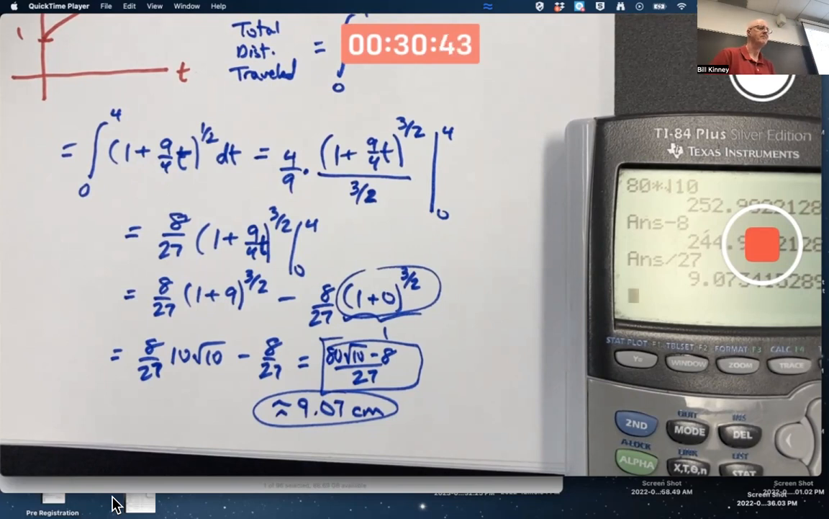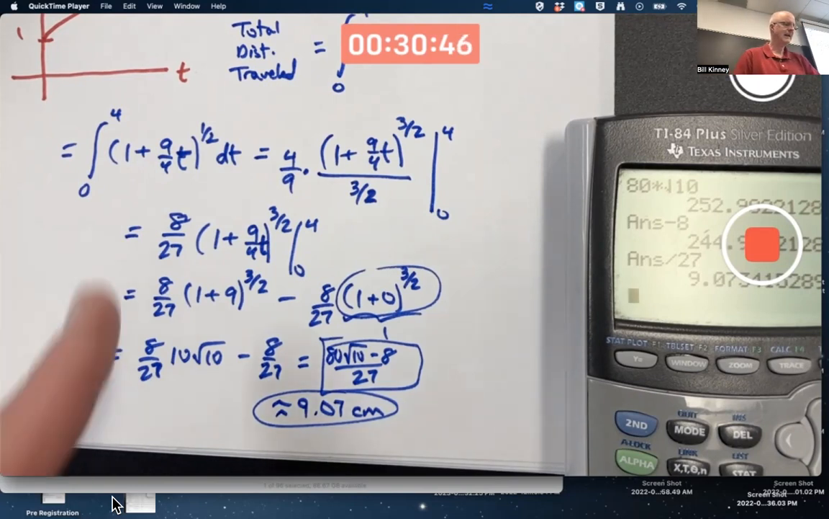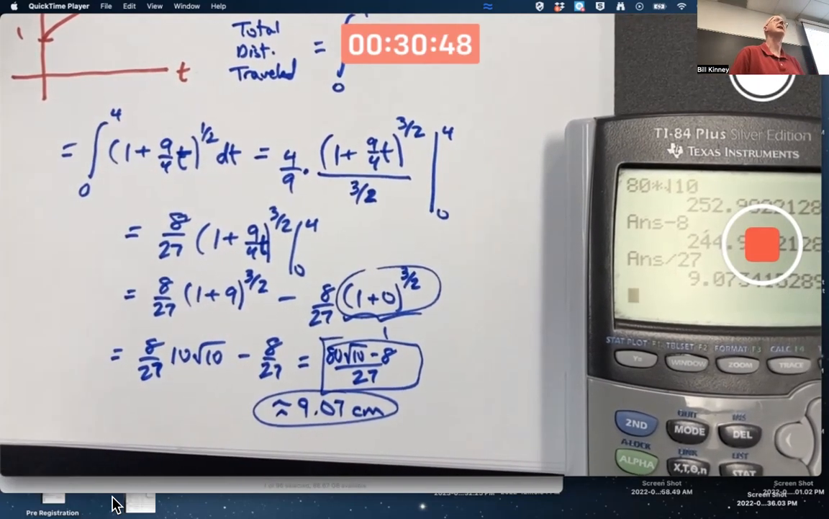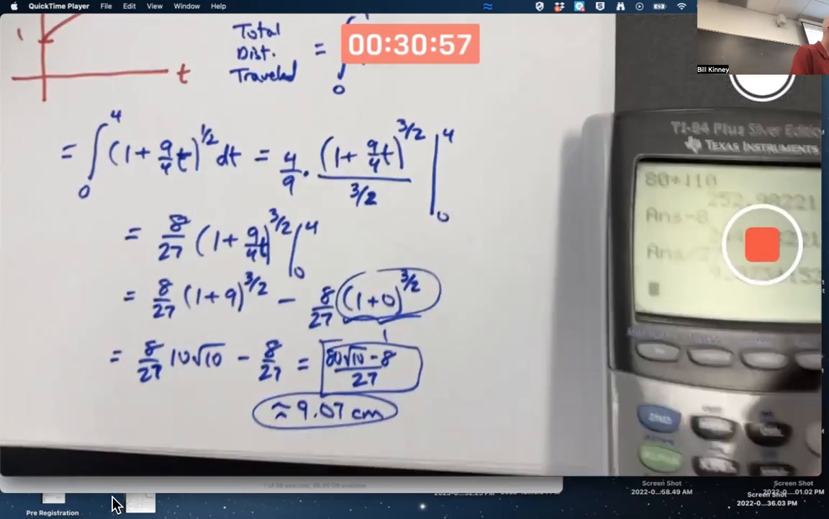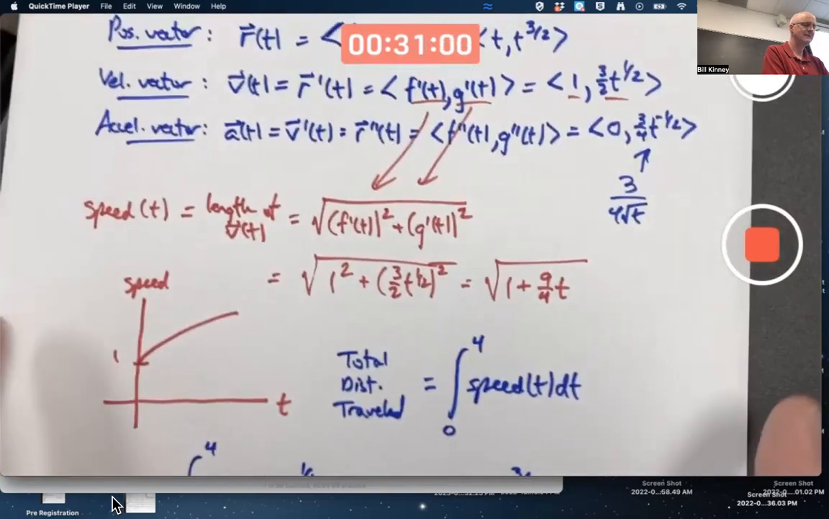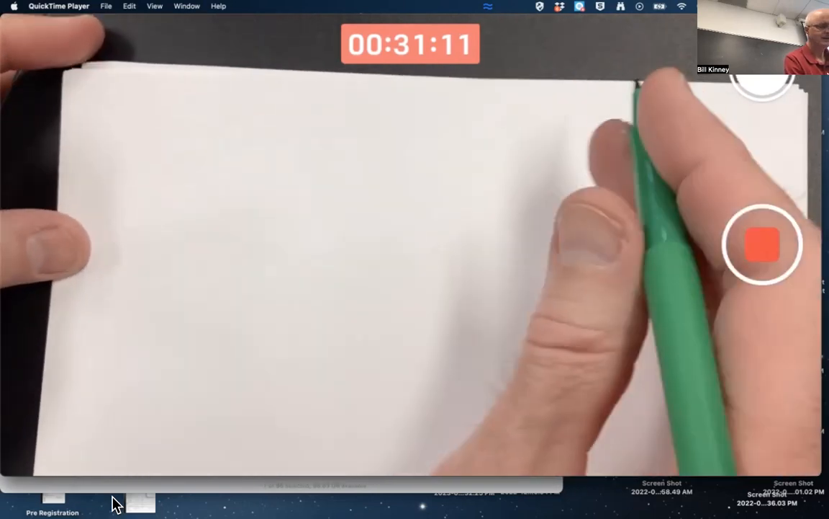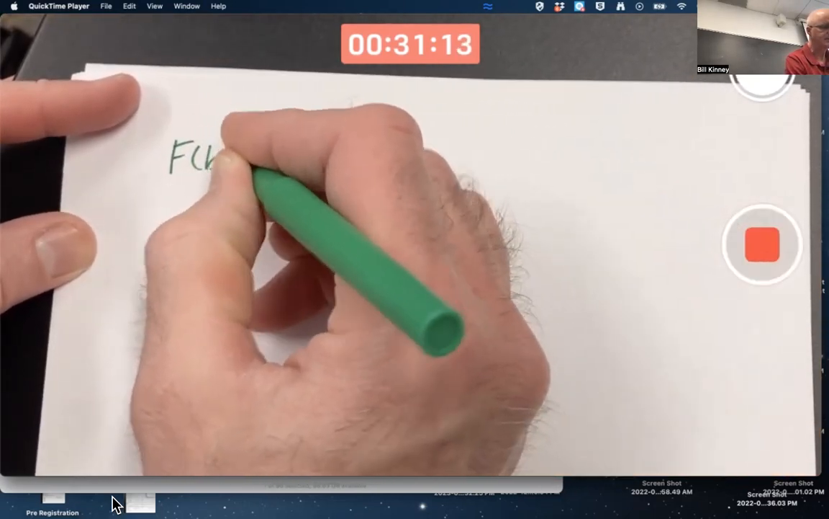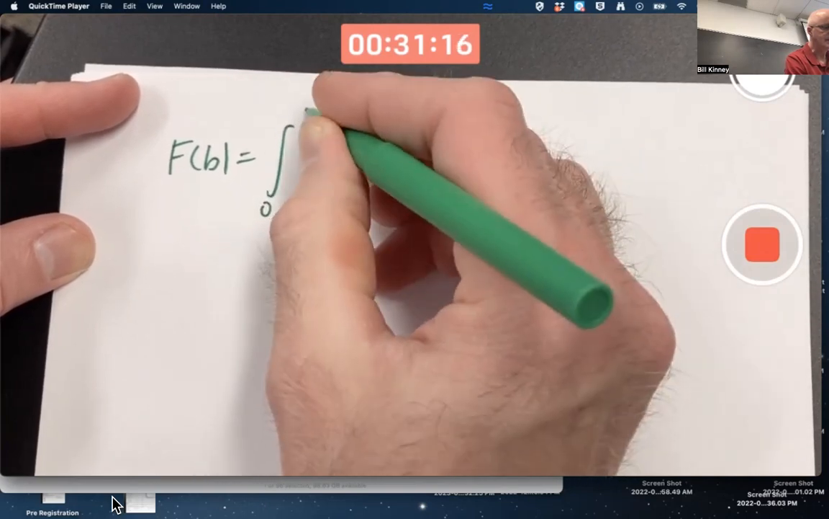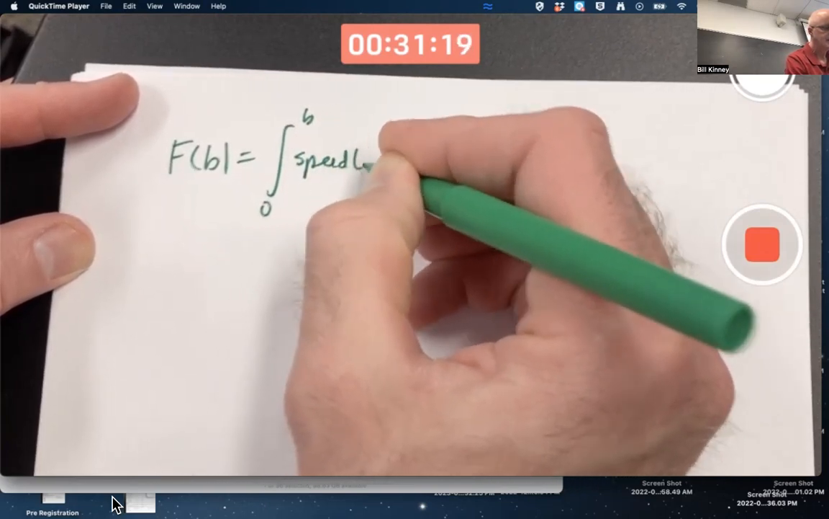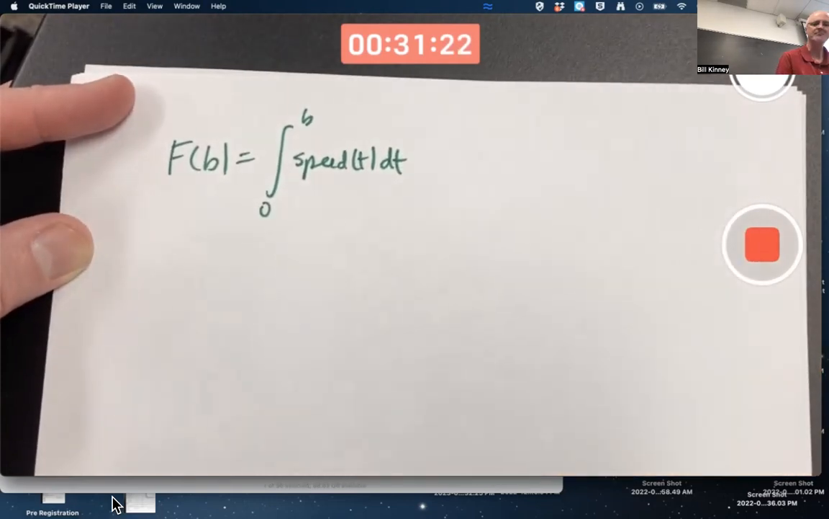So what I'm trying to say here is that if I allow the upper limit of the integral to vary, to be a variable, I'm really going to get a function. This is pretty important. Maybe I call a general upper limit b and define a function capital F of b to be the integral from 0 to b of the speed. So the variable for this function is b.